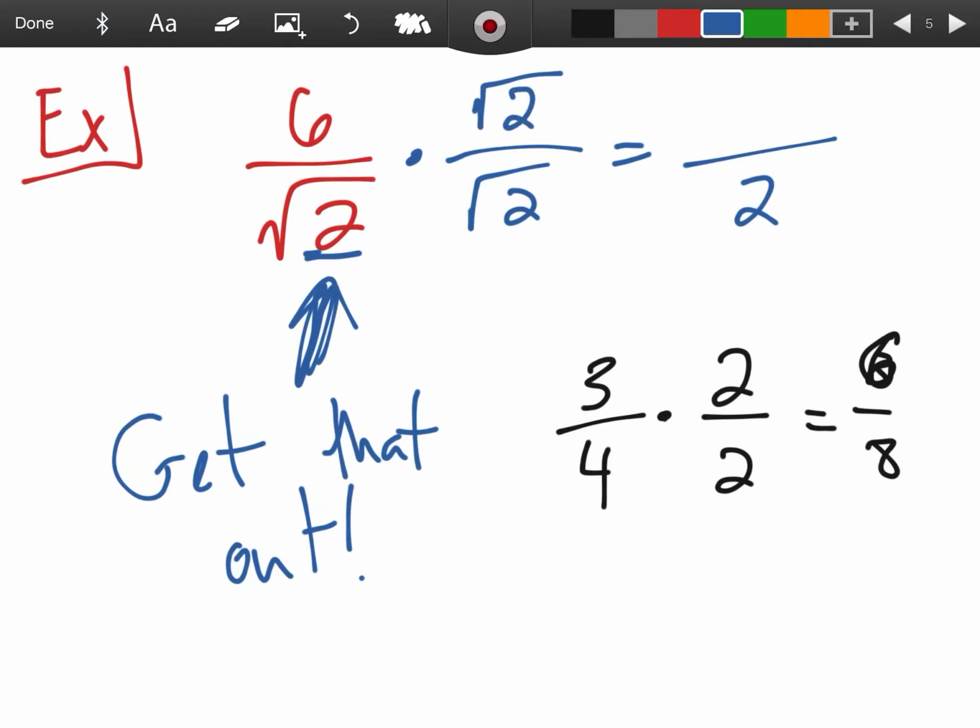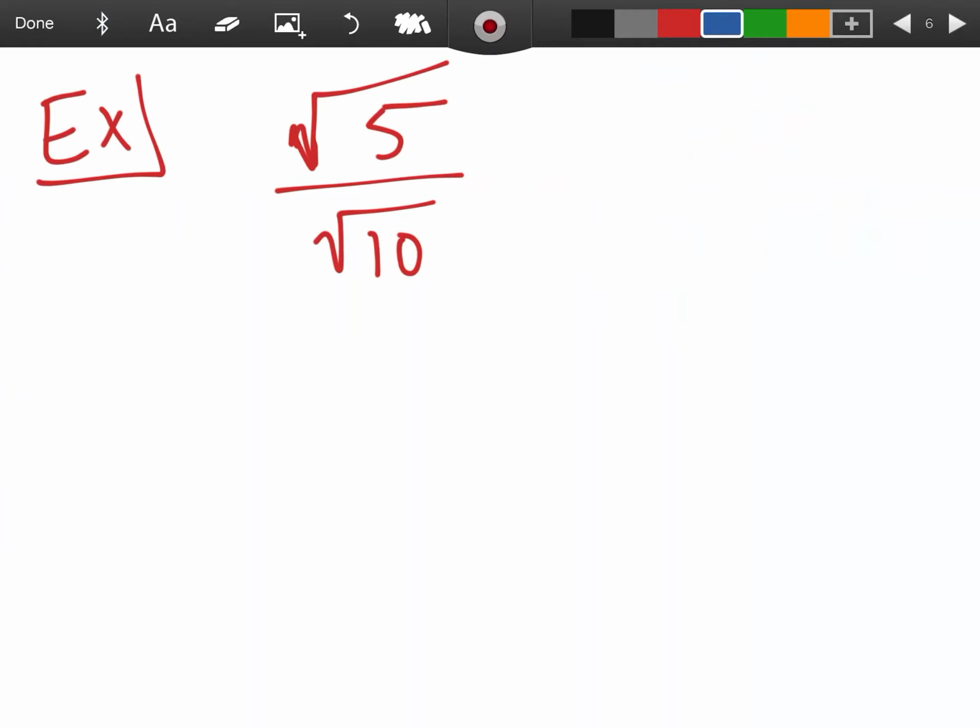Here, we will multiply by the square root of 2 over the square root of 2. That gives us 6 times the square root of 2 divided by 2. Well, 6 divided by 2 is just 3, so we get 3 square root of 2 as our final answer there. Let's try a couple more.